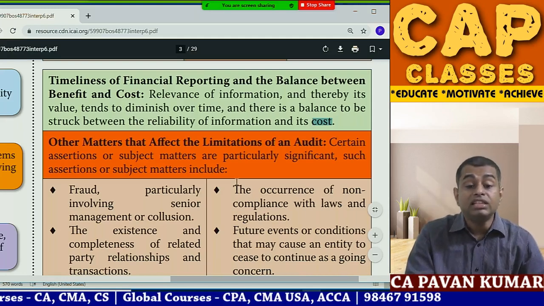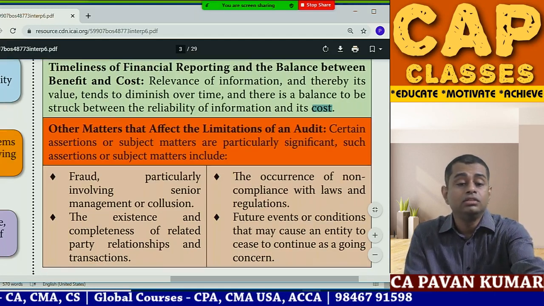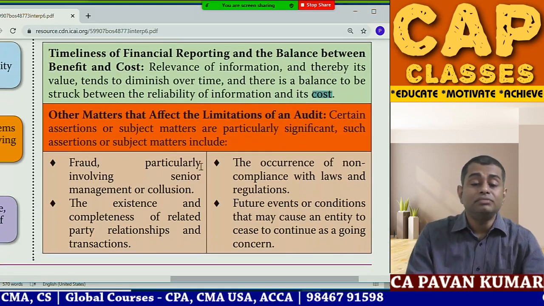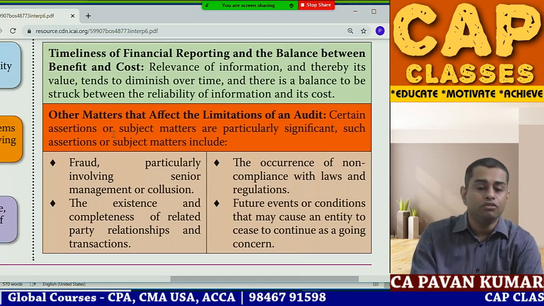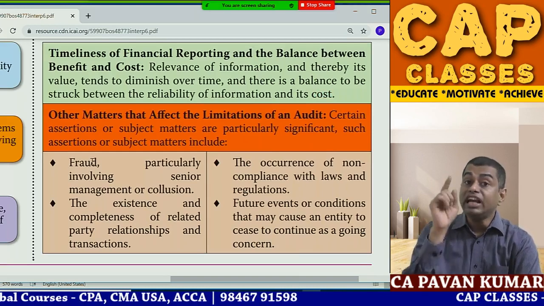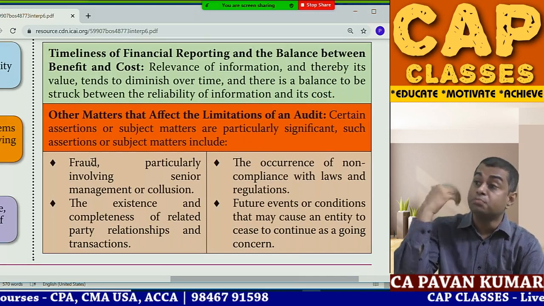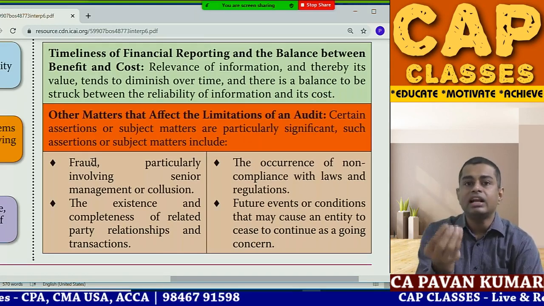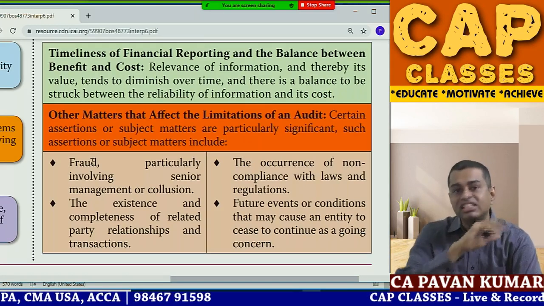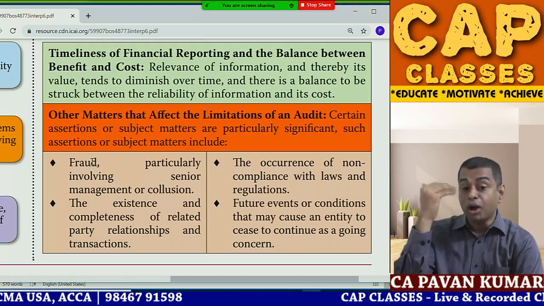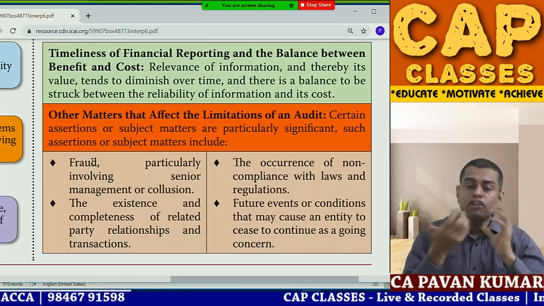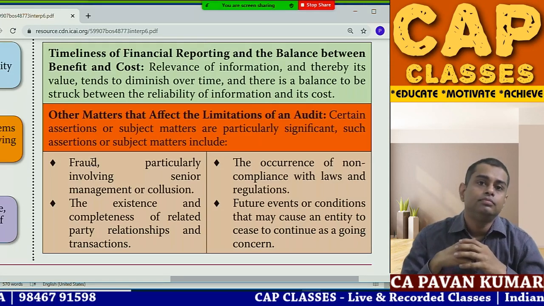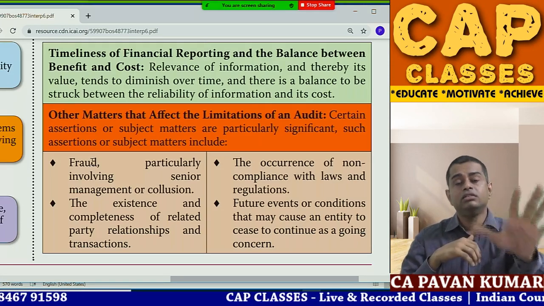Then other matters that affect the limitations of audit. Certain assertions or subject matters are particularly significant. Such assertions or subject matters include, first one is fraud. Fraud involving top level management is riskier. Fraud by a clerk or cashier, 100 rupees, 200 rupees, is still fine. But fraud by top level management, senior management, fraud by collusion of more people, that will make the audit system fail.